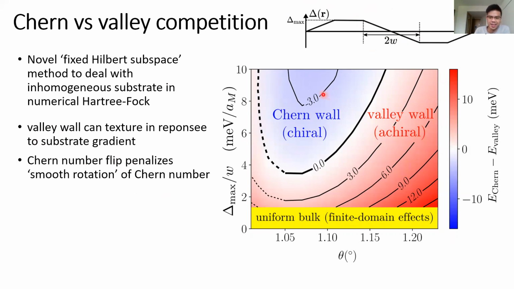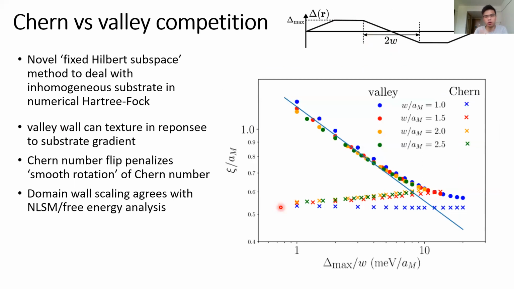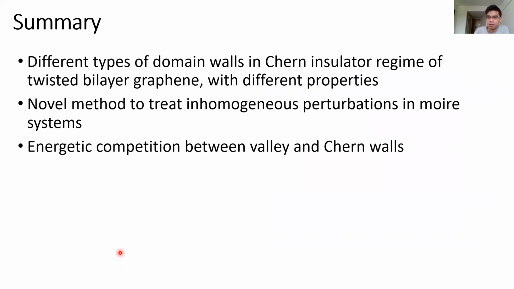And so the Chern wall is unable to really respond to substrate gradients, and therefore it will lose out when your substrate becomes smoother. Indeed, you can write down a very simple model or a free energy to model this substrate gradient, domain wall dependence. And you can see that the domain wall width is quite consistent with the expectation from the simple free energy. So with that, I'd like to conclude, and thank you for your attention.